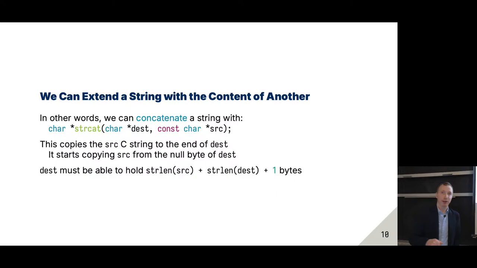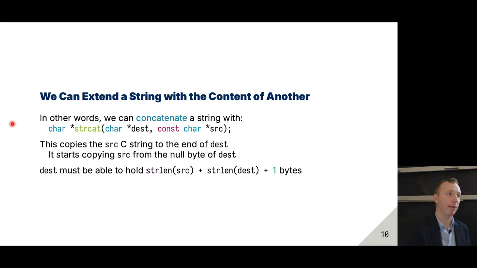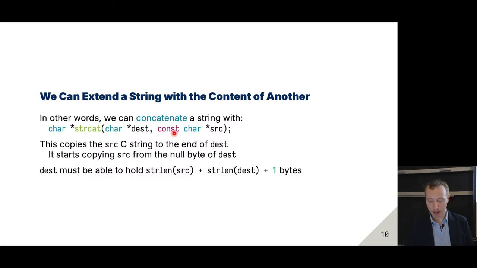So the next function is kind of like string copy. We can basically extend a string with the content of another. So in other words, we can concatenate strings together. We're just adding stuff on to the end of one string. It is short for string cat, and cat is short for concatenate. It takes a destination string and then a string that we are going to copy from.